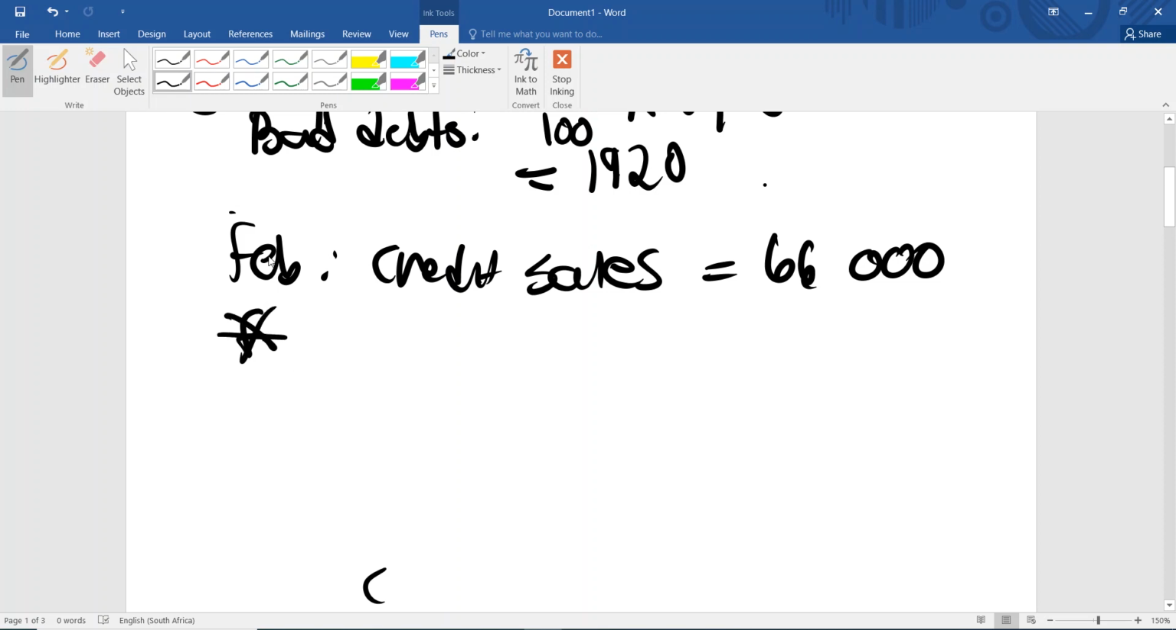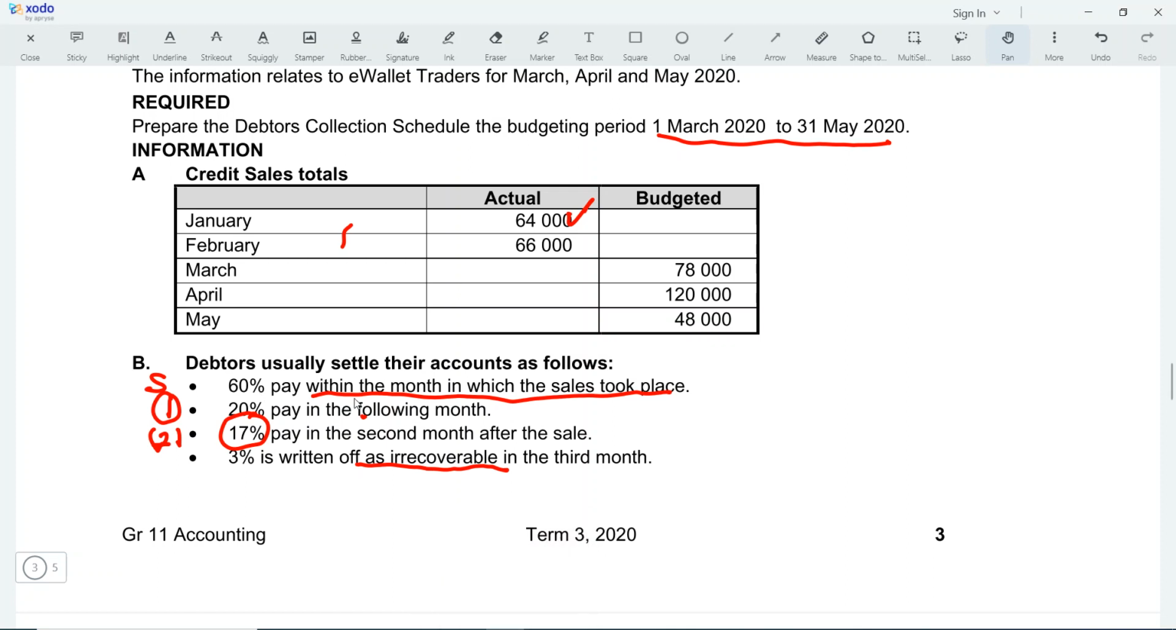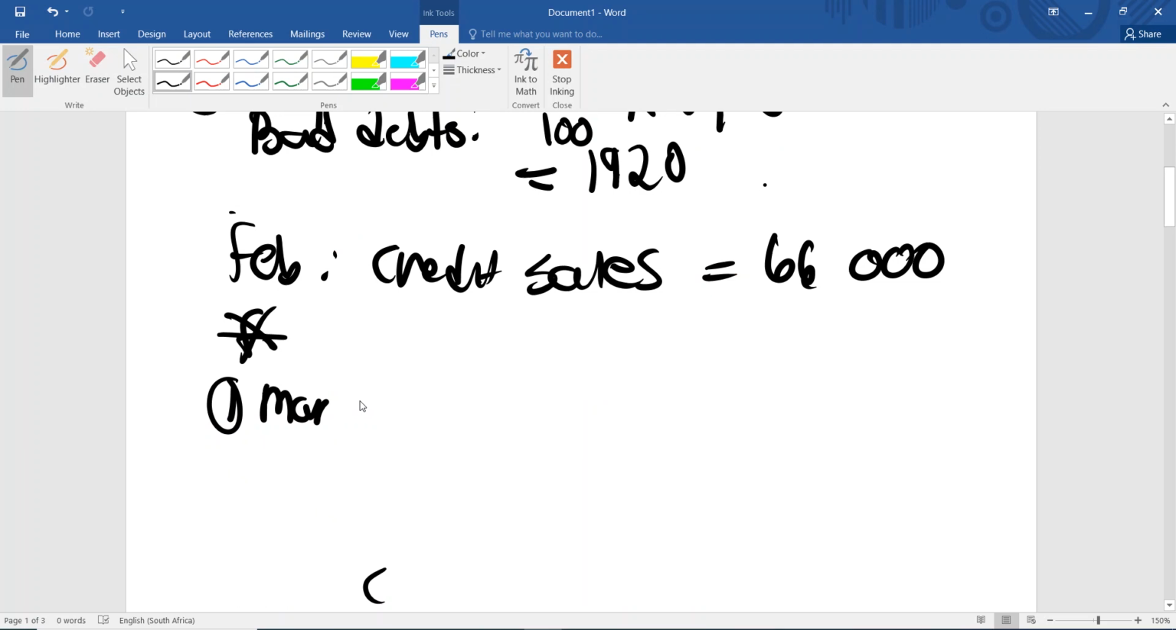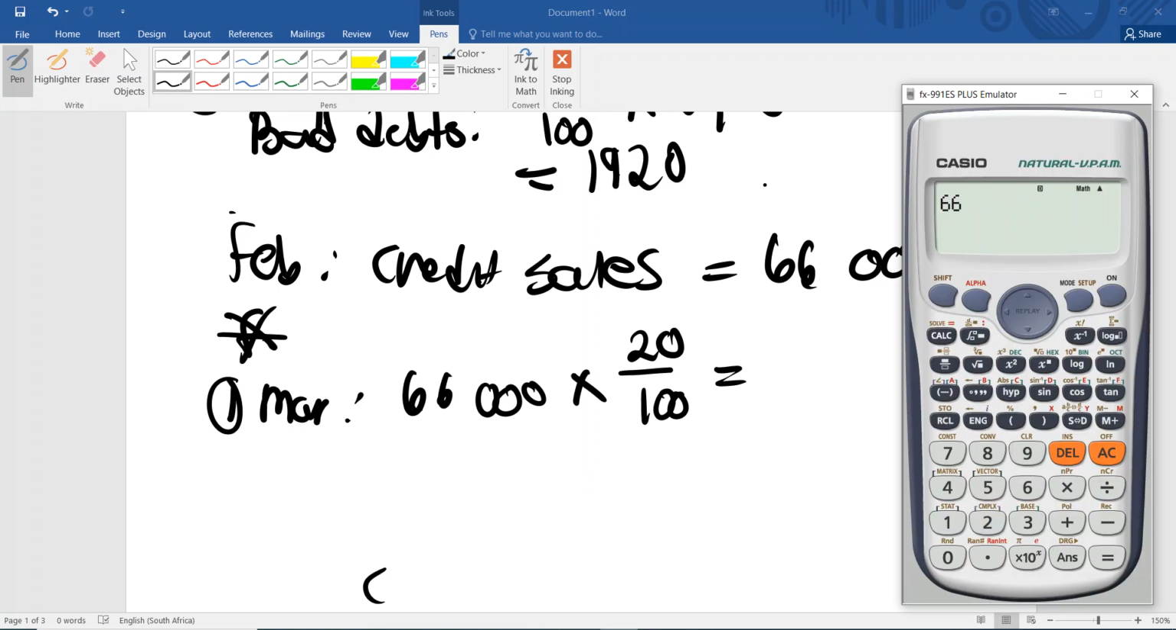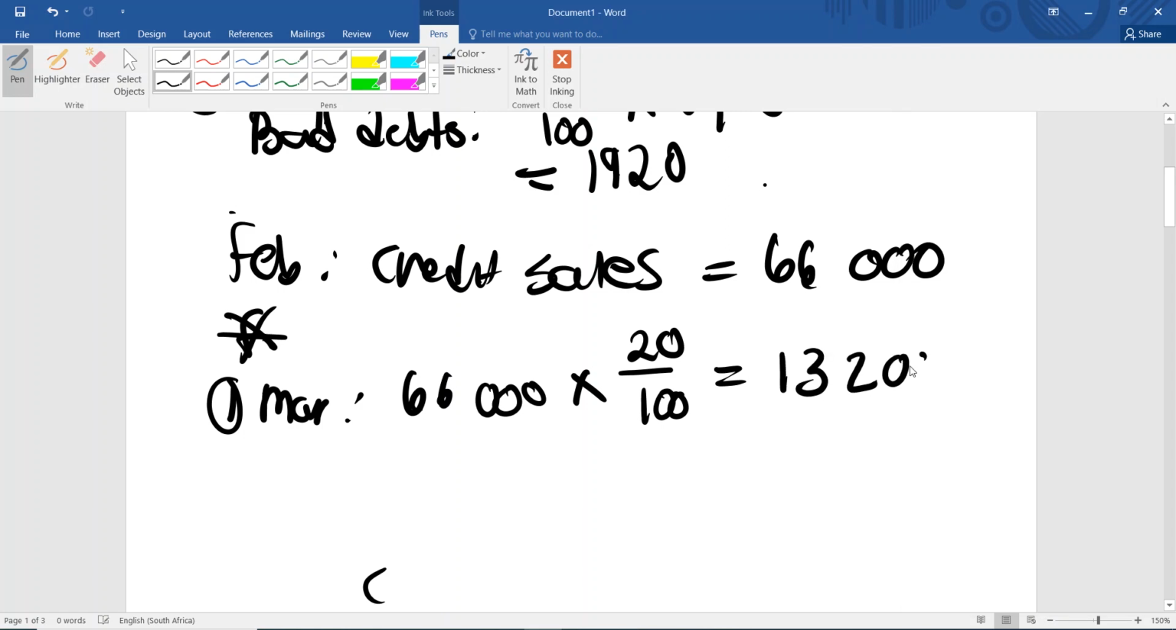Now remember, same month as February, so we're not going to collect anything. And then the first month will be March. So we're going to check what is the policy for March. They said in the first month we are collecting 20%, so meaning that for March we're going to say 66,000 multiplied by 20 over 100, and then it's going to give us what we are going to collect. So 66,000 multiplied by 20 divided by 100 is going to give us 13,200. Okay, so this is how that amount was obtained.